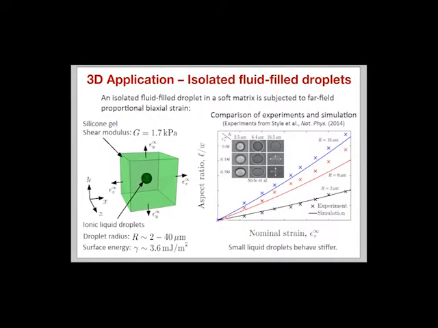Now, let's take a look at this example. An isolated fluid-filled droplet in a soft matrix is subject to far-field proportional biaxial strain. The material properties are shown in the left bottom. Yu Hao has repeatedly conducted similar numerical experiments, making everything unchanged except for the aspect ratio of this droplet. Together with the experimental results from Professor Style's group, the plot of aspect ratio versus nominal strain is plotted on the right bottom. One can tell the small liquid droplets behave stiffer.